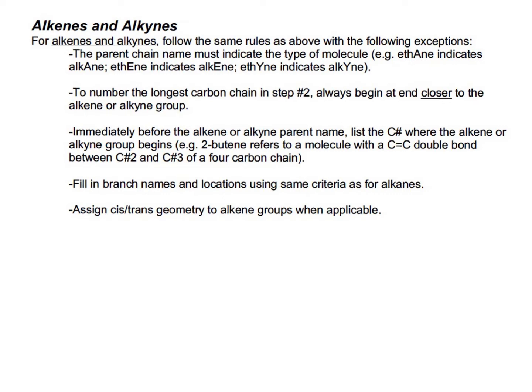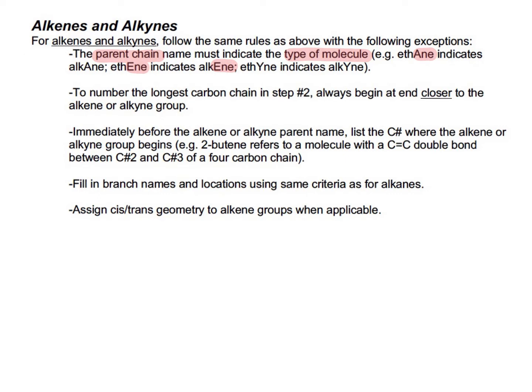Number one, the parent chain, that's the longest carbon chain through the molecule, has to indicate the type of molecule. For alkanes that we were previously naming, we always ended in -ane, so methane, ethane, propane, butane, etc., to indicate that all of the carbon-carbon bonds are single bonds. If instead the suffix on the parent name is -ene, that indicates there is at least one carbon-carbon double bond, or alkene group, within the molecule.